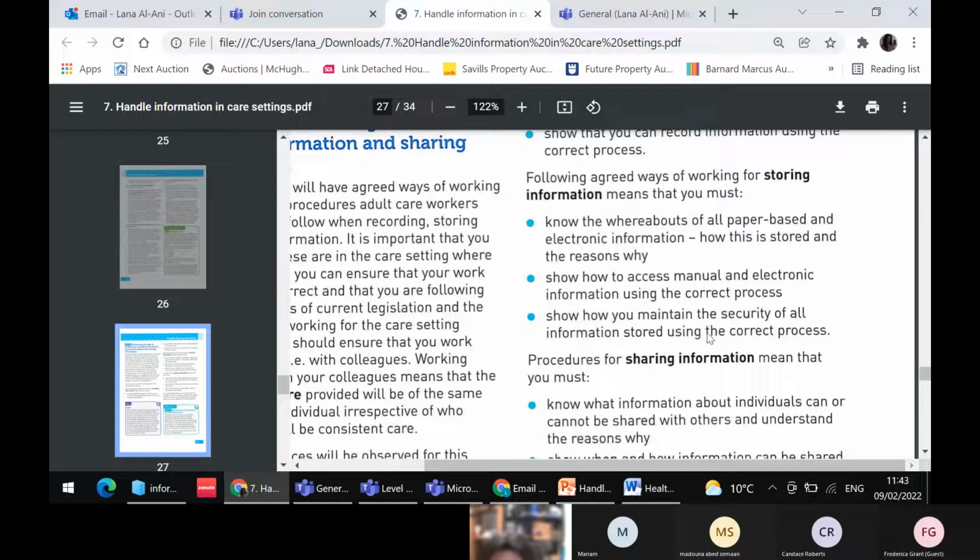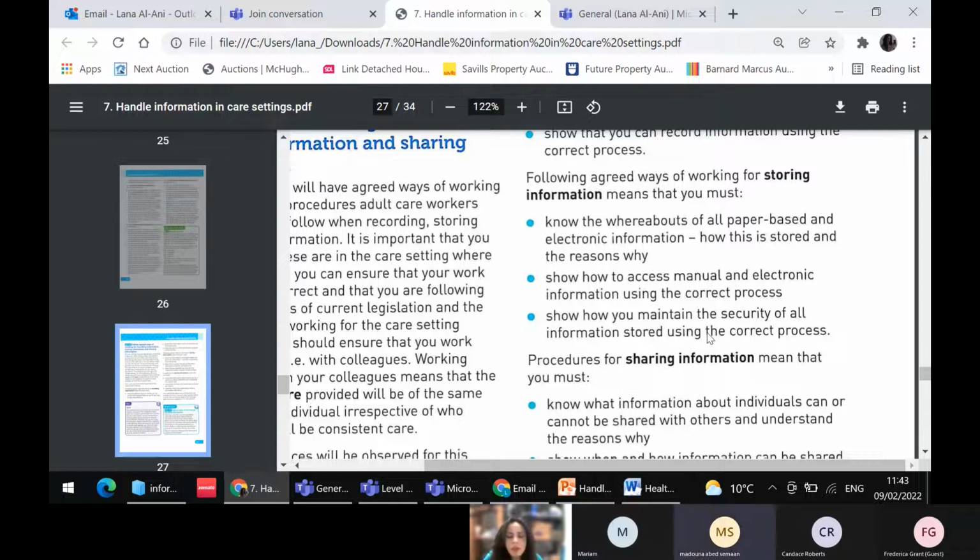And if the information is recorded on computer, electronically, then when I use the password, I make sure I don't give this password to anyone because the information is my responsibility. Also, if I want to share the information.